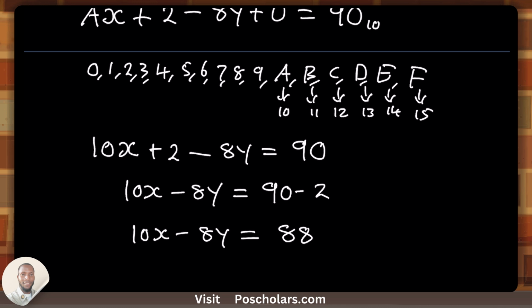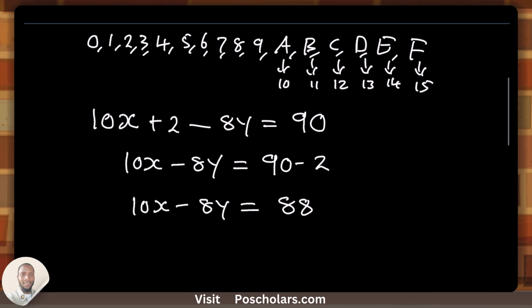But if you check this equation very well, you will see that you can still simplify it. How do you do that? You divide all through by 2. Remember, in mathematics, especially equations, whatever you do to the left hand side, you must do to the right hand side. So we divide both sides by 2. 10 divided by 2 gives 5, so here becomes 5x minus 8 divided by 2 gives 4, so minus 4y equals 88 divided by 2 gives 44.